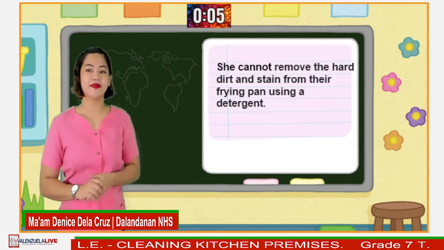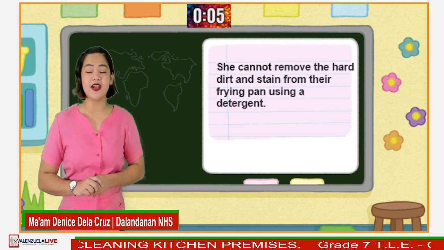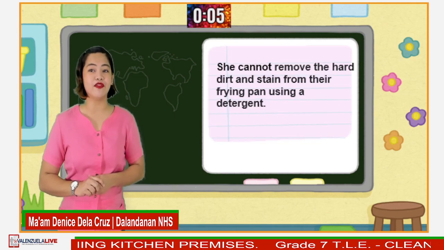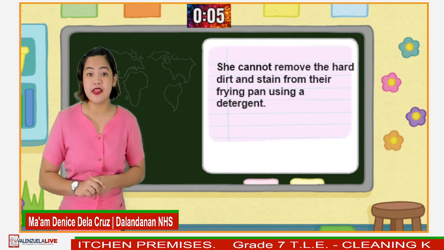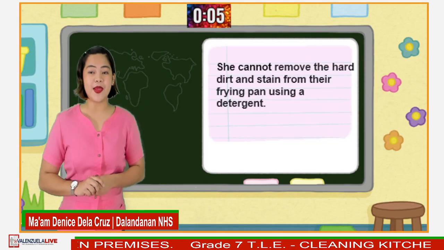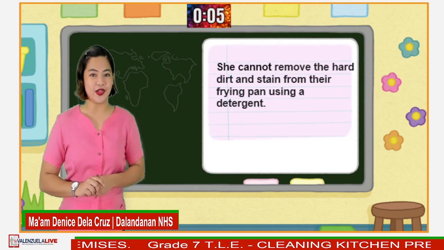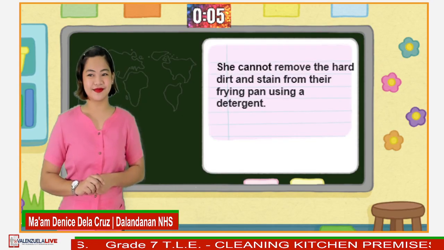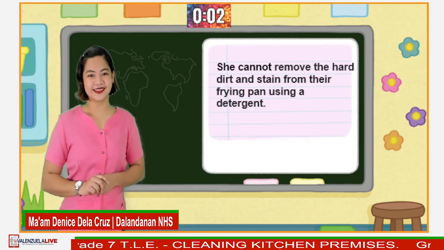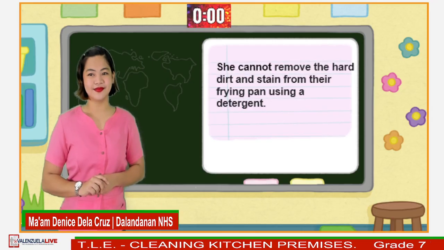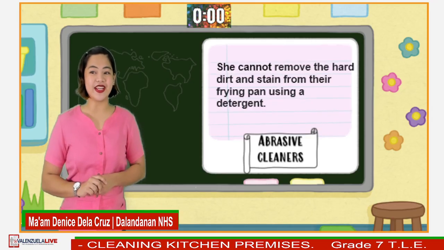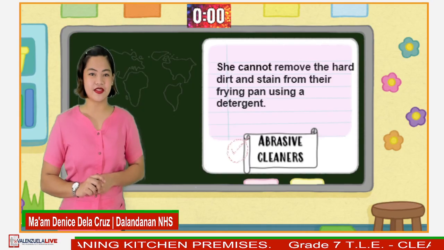Number 3. She cannot remove the hard dirt and stain from their frying pan using a detergent. What type of cleaning agent should she use? Correct! The answer is abrasive cleaners.